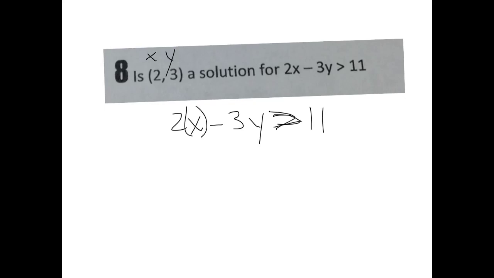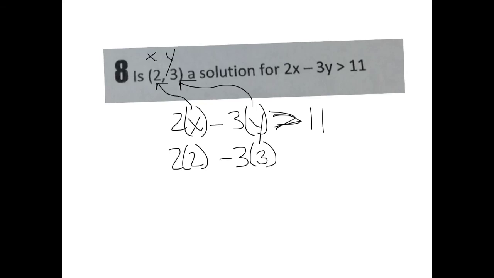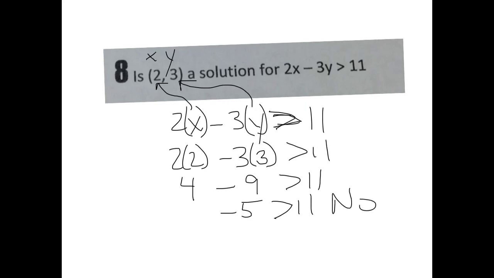So the x is coming out, 2 is going in its place, the y is coming out, and 3 is going in its place. So 2 times 2 minus 3 times 3 is greater than 11. 2 times 2 is 4, minus 3 times 3 is 9, it's greater than 11. 4 minus 9 is negative 5. Negative 5 is greater than 11. No. So the answer is no.